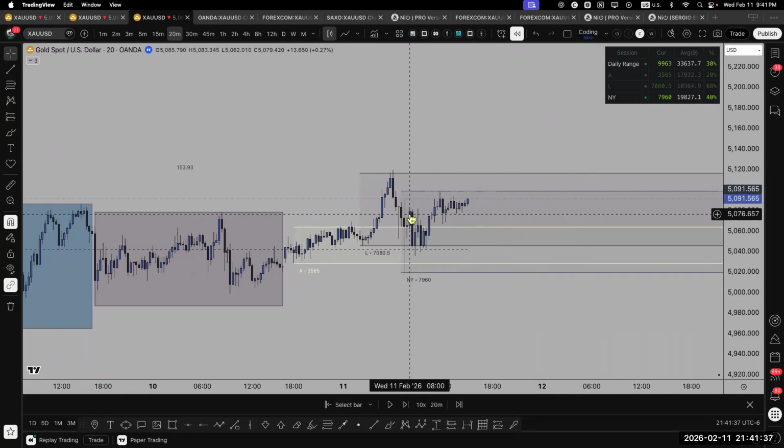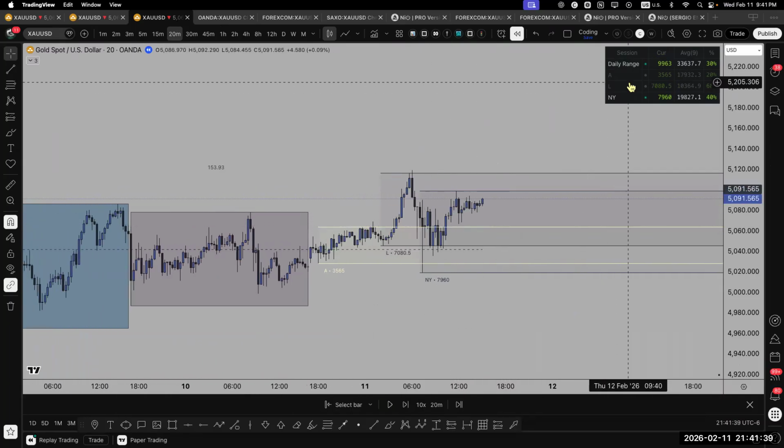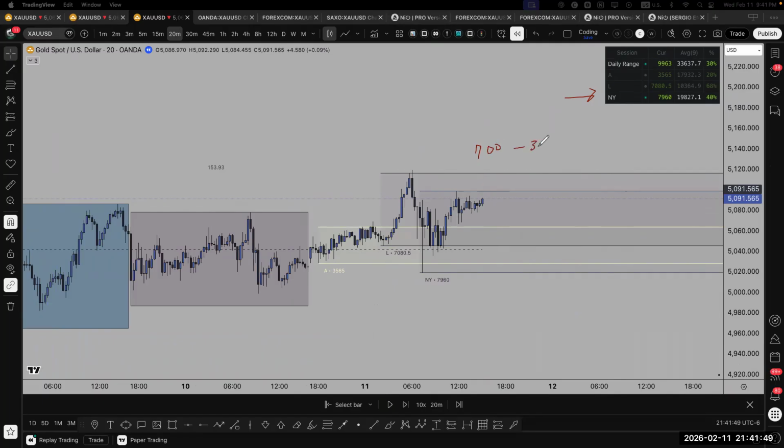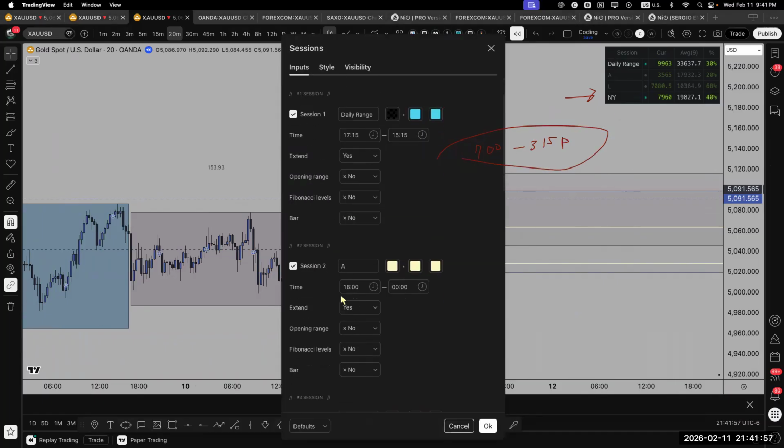So what you see here in front of you is the sessions indicator. This one is from the entire New York session, 7 in the morning Central. I think I have it to 3:15, so almost the full session. So what we're focusing on, let's just make sure.